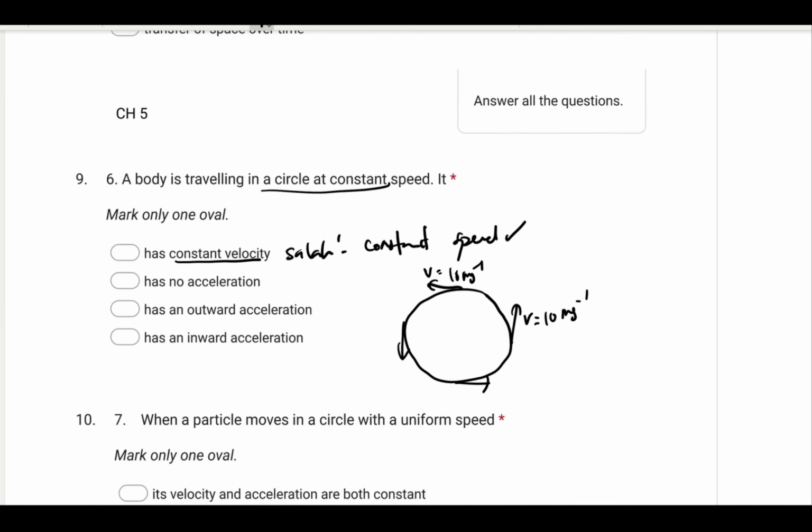Okay. Has no acceleration? Salah. Ada acceleration. Has an outward acceleration? Salah. Dia adalah centripetal acceleration, which is inward acceleration. Okay, so the answer is D.